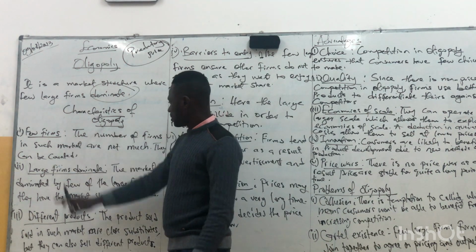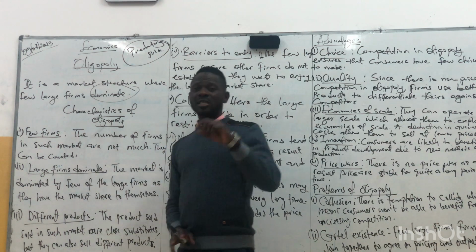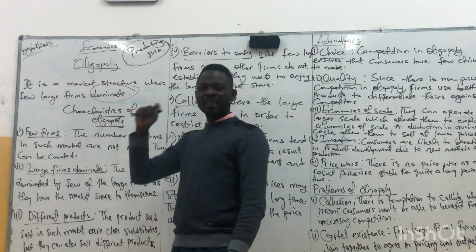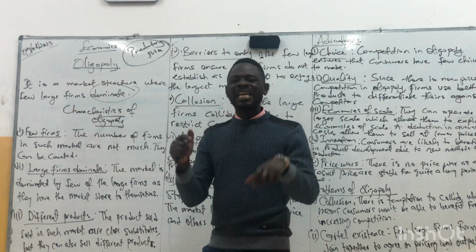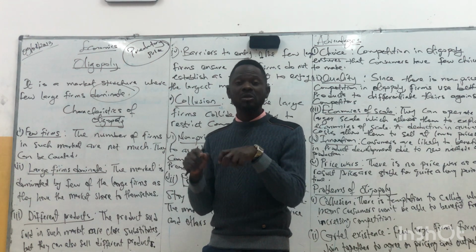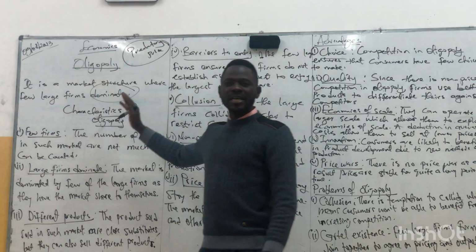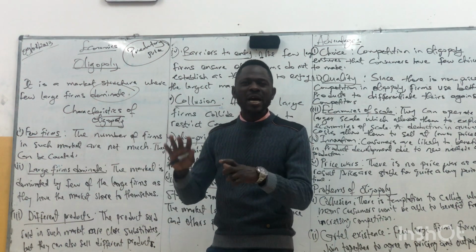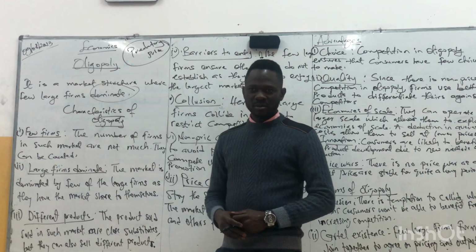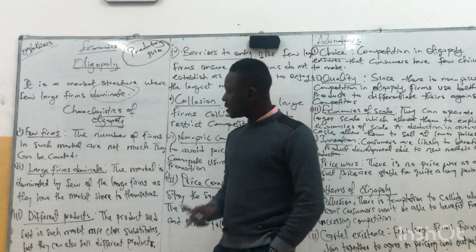One, few firms. The number of firms in such markets is not much. They can be counted. When we talk about features, we're talking about the characteristics that make us call it oligopoly. One is few firms. In oligopoly, a few large firms are in that market. You can count the number of firms in that industry. That is why it is oligopoly.